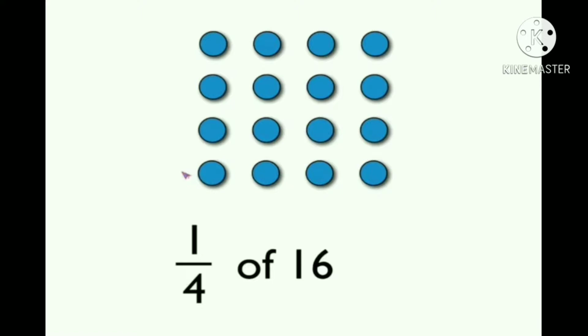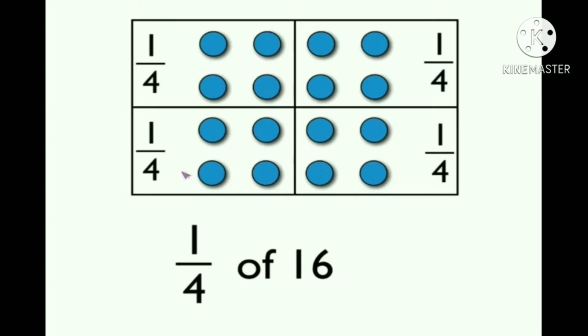Now let's see quarter of 16. Out of 16 marbles, how to take the quarter. Here we need to do the 4 equal parts. So each part will have 4 marbles. Out of 4, we have to color for one part. So quarter of 16 means 4 marbles.